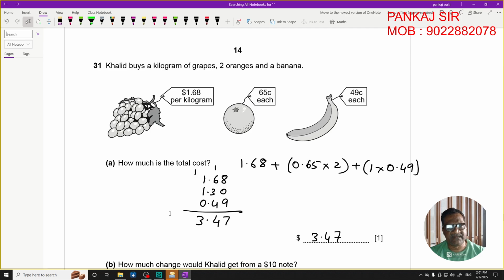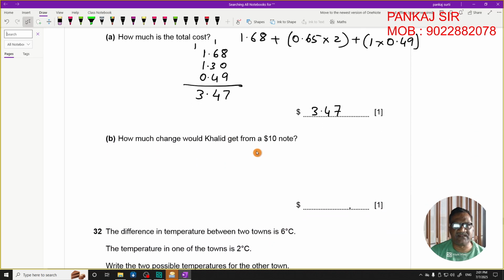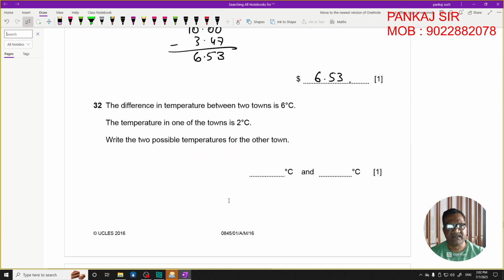Okay. Next question is, how much change would Khalid get from a $10 note? So if he is paying the shopkeeper a $10 note and the price was $3.47, we have to just take away 3.47 from $10. You will get the change that the shopkeeper is going to return to Khalid. So this is 10 minus 7 is 3. Again, this is 9. 9 minus 4 is 5. Again, this is 9. 9 minus 3 is 6. So he will get $6.53 return. The change that will be returned to Khalid is $6.53.